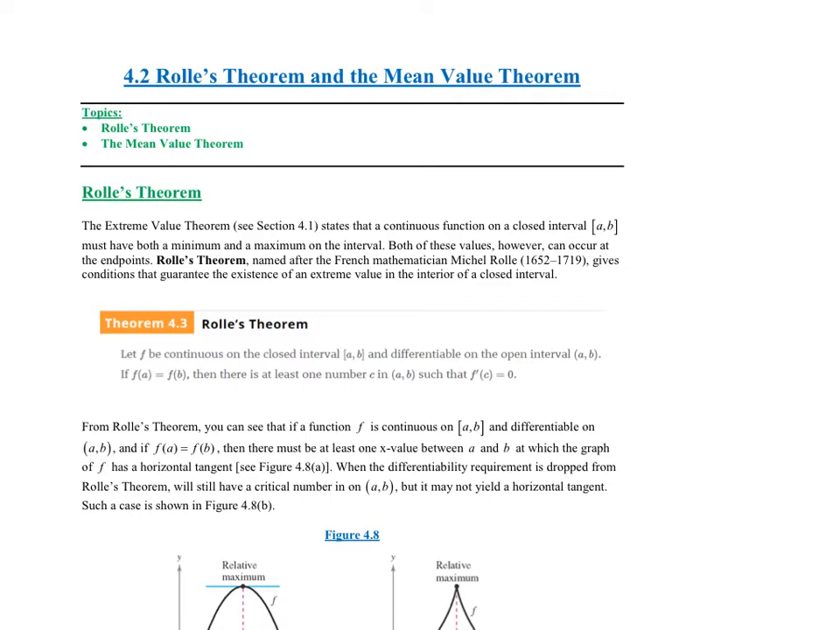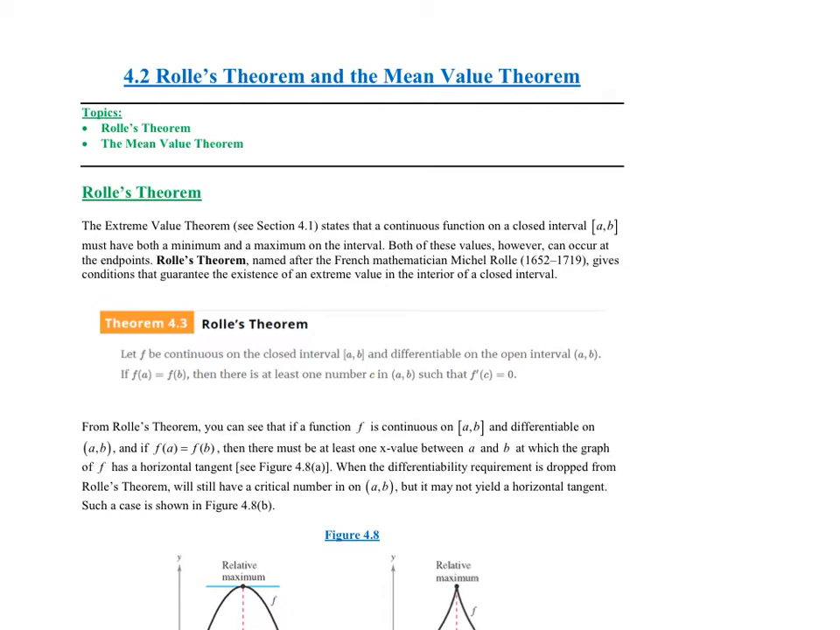Rolle's theorem, named after the French mathematician Michel Rolle, from 1652 to 1719. By the way, that was a horrible French accent, and I have no idea how to pronounce that. But anyways, it gives conditions that guarantee the existence of an extreme value on the interior of a closed interval. So again, the extreme value theorem says it's either at the outsides, the endpoints, or on the inside. And they're talking about absolute maxes and absolute mins with the extreme value theorem. Rolle's theorem just says there has to be a relative max or a relative min on the inside.